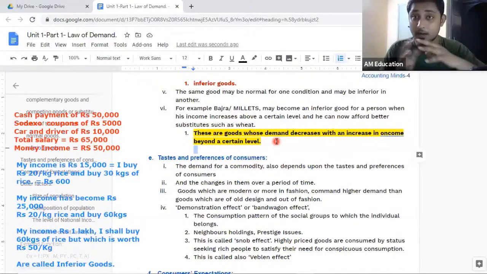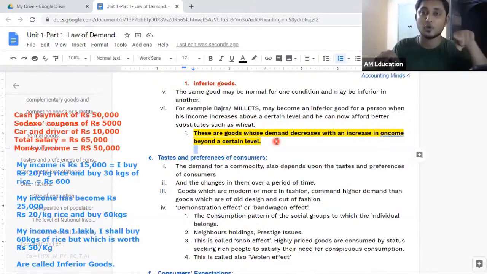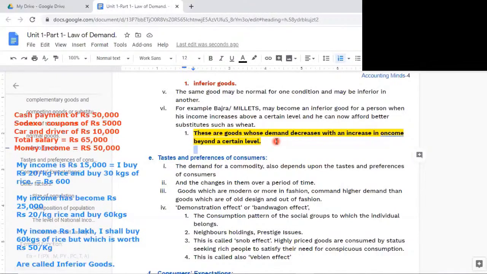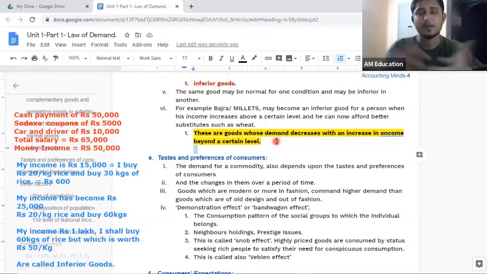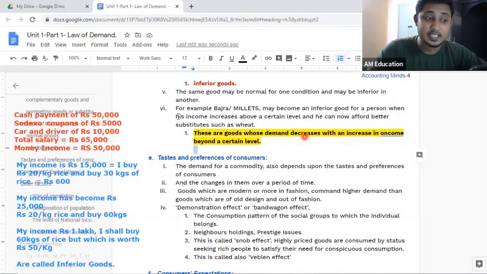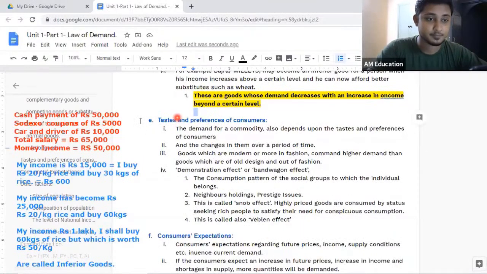The income and demand relationship is now further divided into two things. It depends on the nature of the good that we're talking about. If it is a normal good, it has a different relationship. If it is an inferior good, it has a different relationship. Gotcha? Okay. Lovely. And then what is the other determinant of demand?